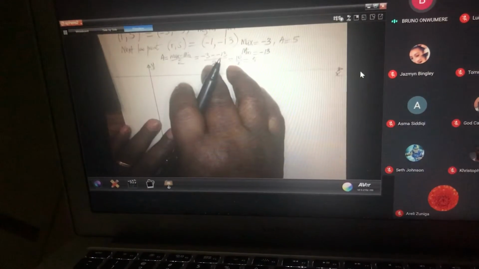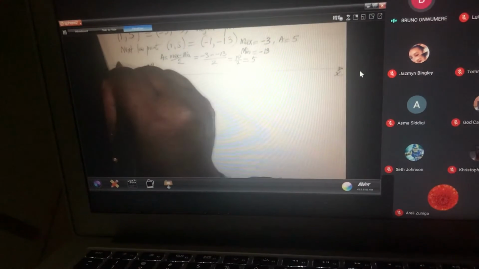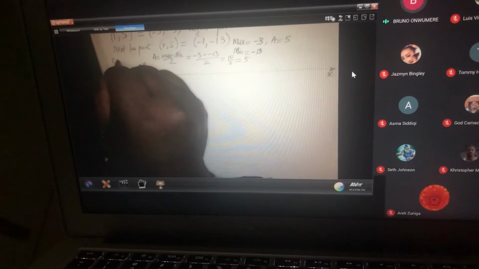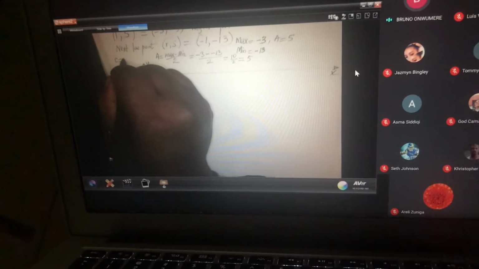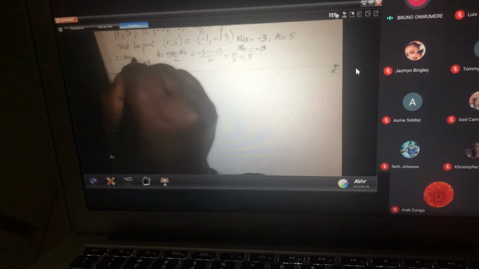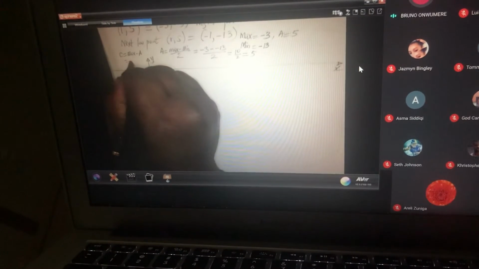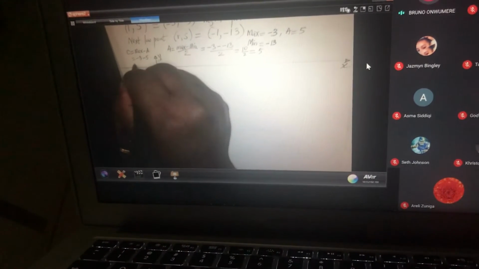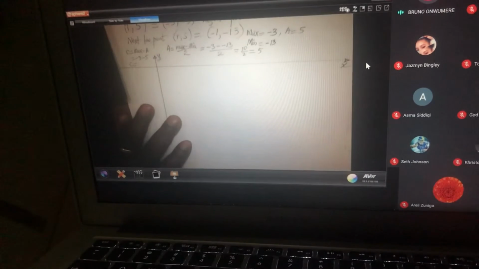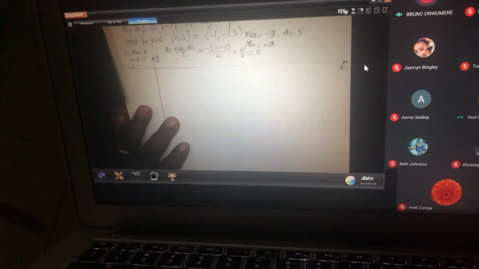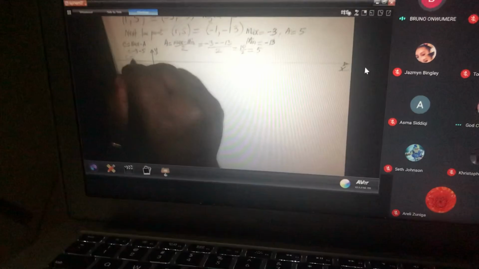From here also, I can get what C is. You know that C is equal to max minus A. Since I know the max is -3, minus A is 5, what is my C? -8. C is equal to -8.